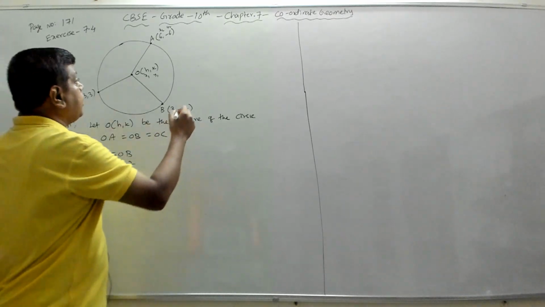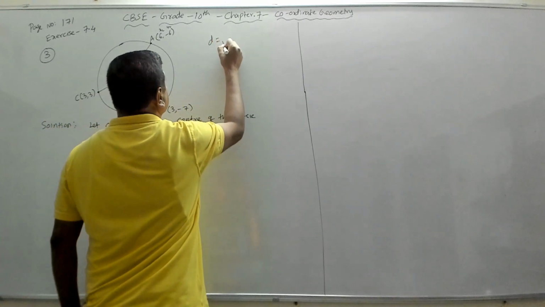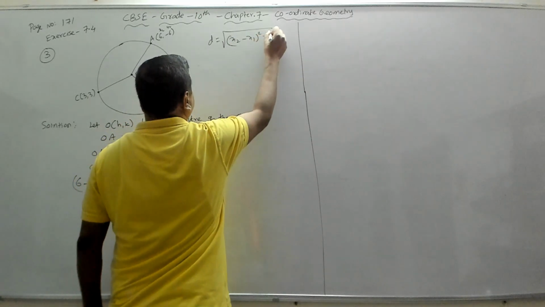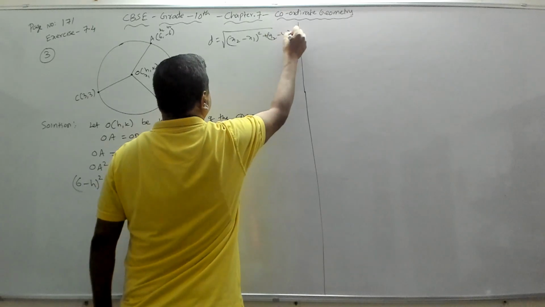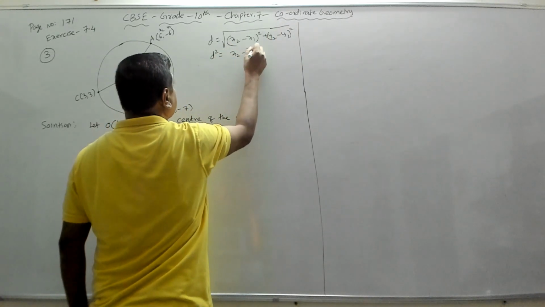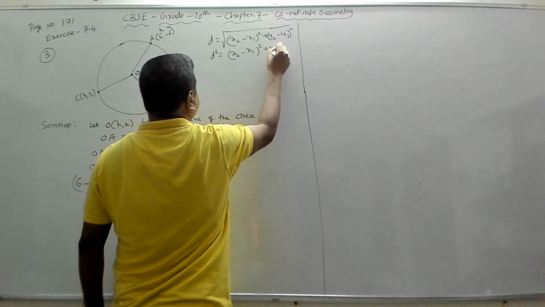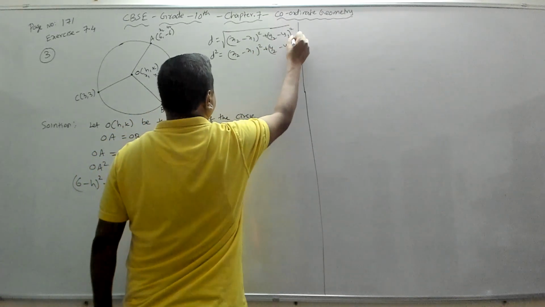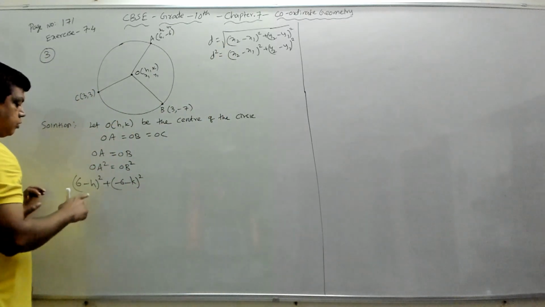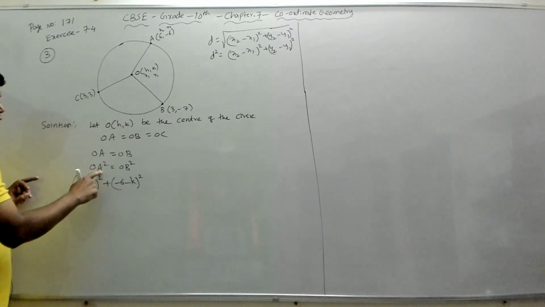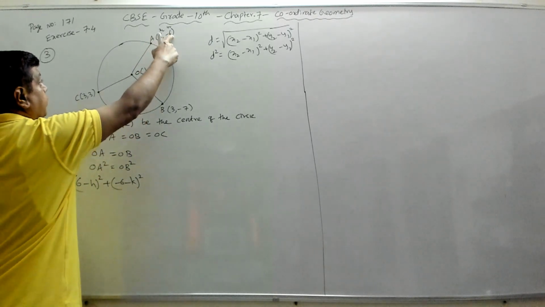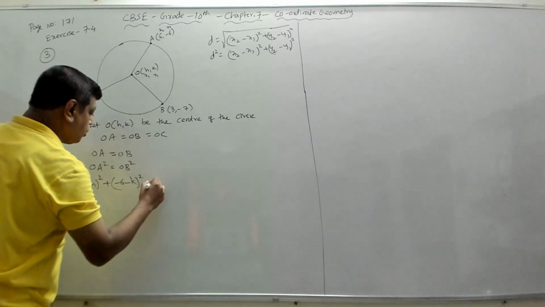What is our distance formula? The distance is the square root of (x2 minus x1) the whole square plus (y2 minus y1) the whole square. If you find the distance square, then it will be (x2 minus x1) the whole square plus (y2 minus y1) the whole square. If I don't put the square root, then I have to put the square here. Basically we are squaring both sides, so that's why I'm not putting the square root, because we are writing OA square. OA square is (x2 minus x1) the whole square plus (y2 minus y1) the whole square equal to OB.